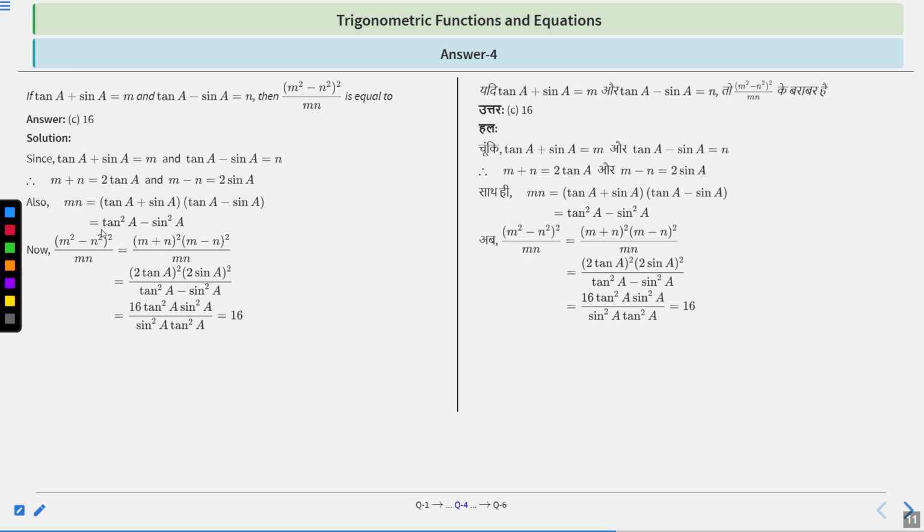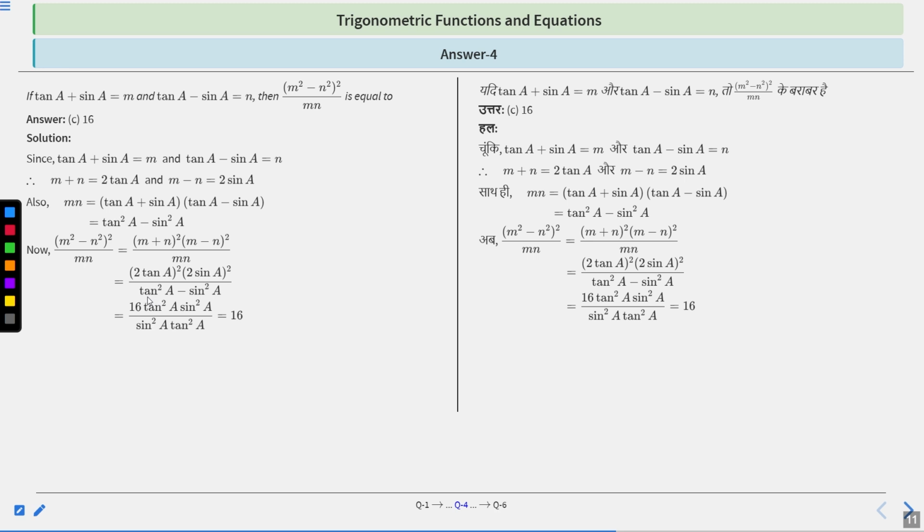Now, (m square minus n square) whole square upon mn can be written as (m plus n) whole square into (m minus n) whole square upon mn. Therefore, m plus n is equal to 2 tan A and m minus n is equal to 2 sin A. Right, therefore it can be written as (2 tan A) whole square into (2 sin A) whole square upon mn, and mn is basically tan square A minus sin square A, right?